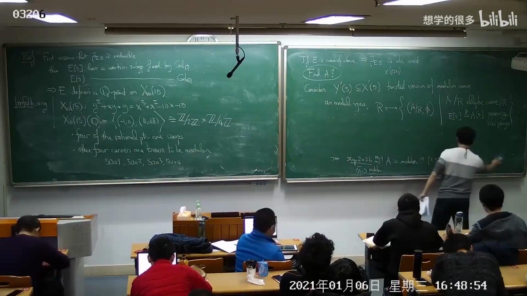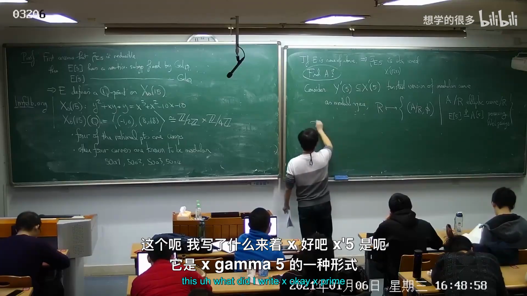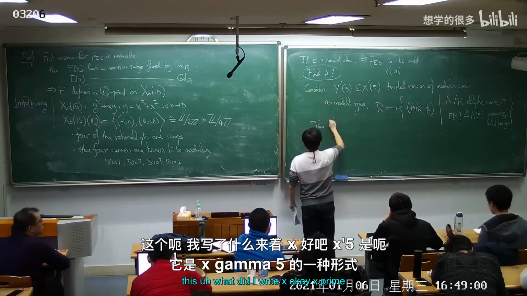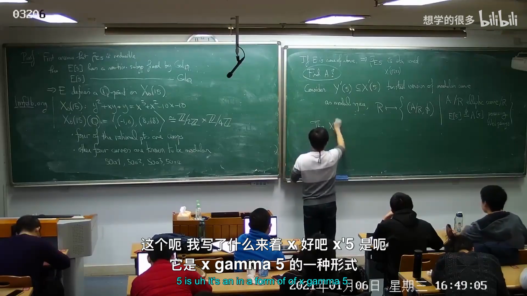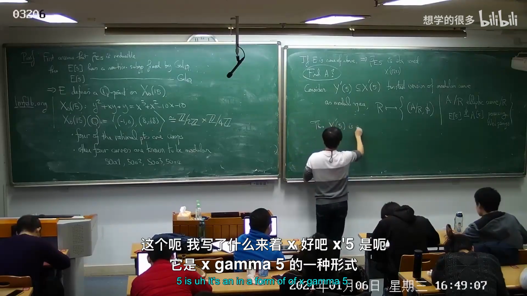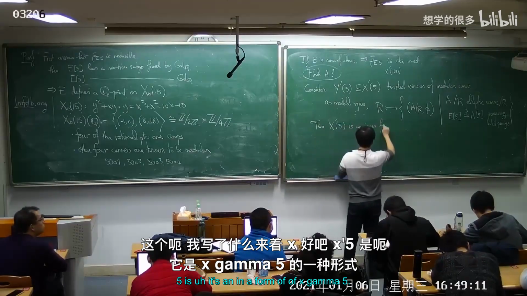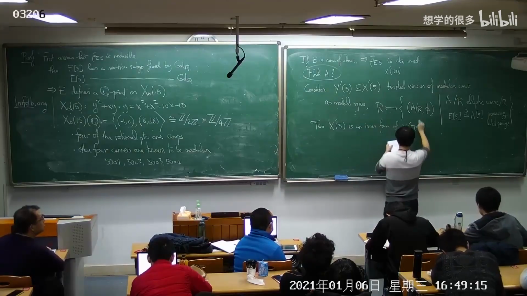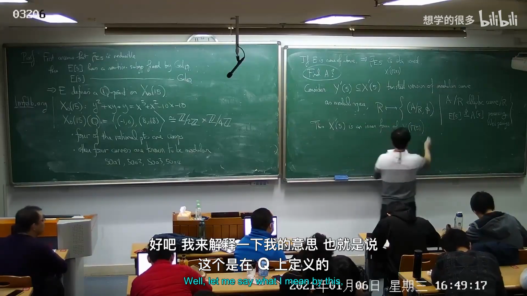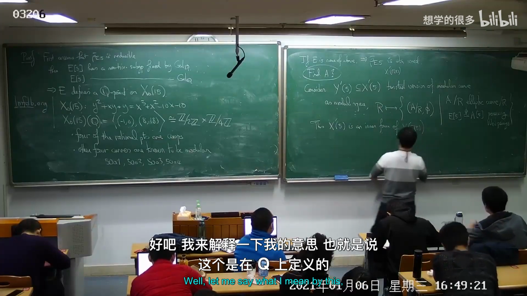So this is the inner form. What did I write? X prime 5 is an inner form of X gamma 5. Well, let me say what I mean by this.